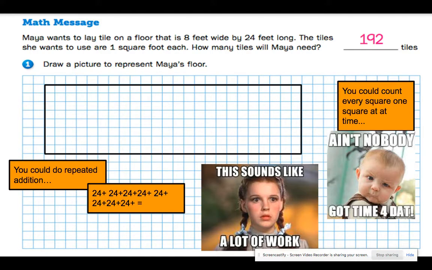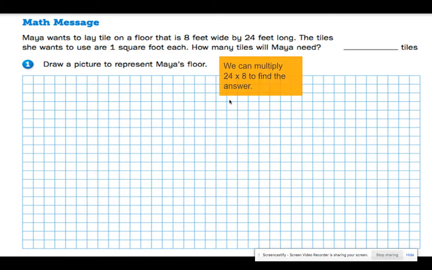So we know when we're figuring out the area, which is essentially what we're doing here, finding the area of this piece of floor, we can multiply to find the answer. Well, 24 times 8. We haven't done a whole lot of 2-digit times 1-digit problems yet. So I'm going to teach you a strategy today on how to do those types of problems using partitioning rectangles.